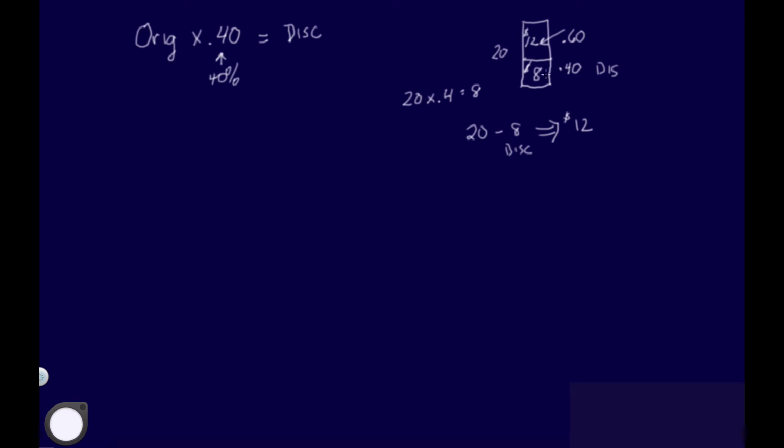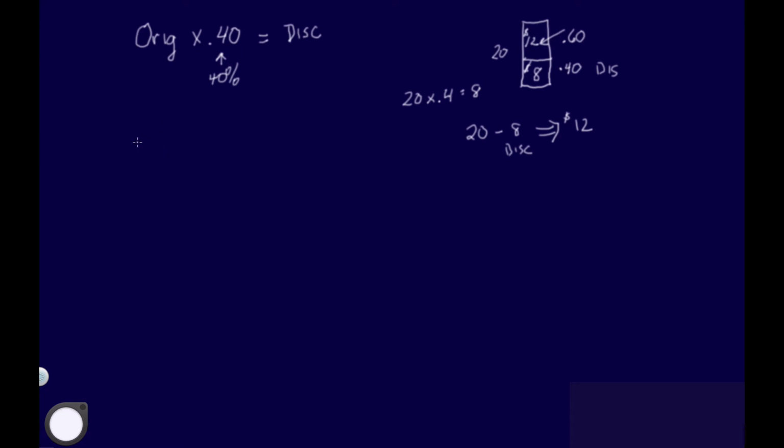What's interesting here is that we have a relationship between our discount percentage and the remaining portion when we subtract it. That's because our final discounted price is actually 100% minus our discount. So let's take a look at that.